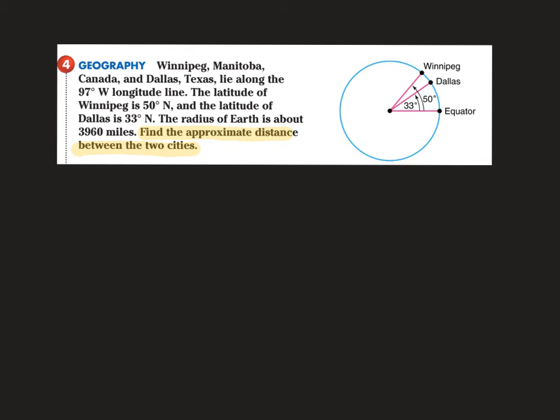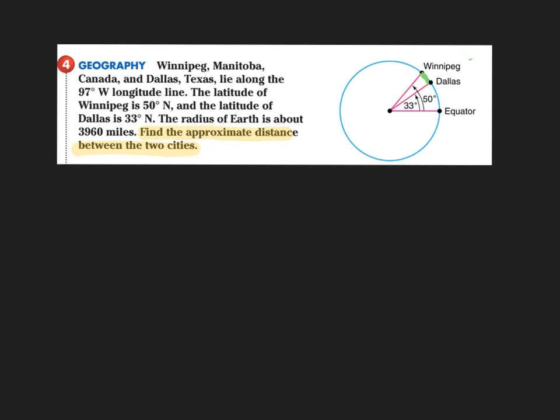And sometimes you have to draw your own picture for a story, but in this case, they've drawn a picture for us. This is a cross-section of the globe. And you know, hopefully, that latitude is measured from the equator. So 33 degrees north of the equator is the city of Dallas, and then 50 degrees north of the equator is Winnipeg. And our job is to find out how far apart these two cities are.